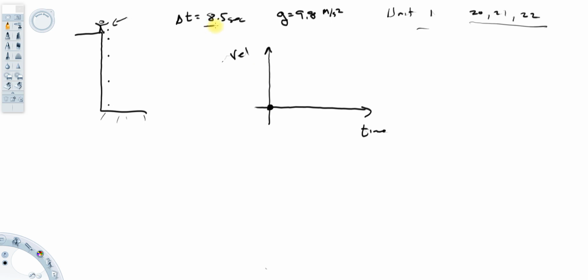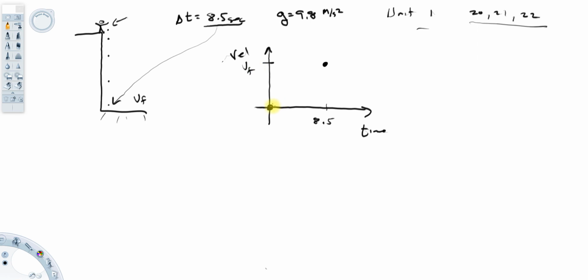All right, 8.5 seconds later, the rock is basically just about to hit the water, and it has some probably pretty substantial velocity, but we don't know a number. So I'm going to call that V final, for final velocity. And then on our graph here, at 8.5 seconds, we know it's going to be moving at some speed, we just don't know what that value is. I'm going to go ahead and put it on the graph. So this height here is what we're calling V final.